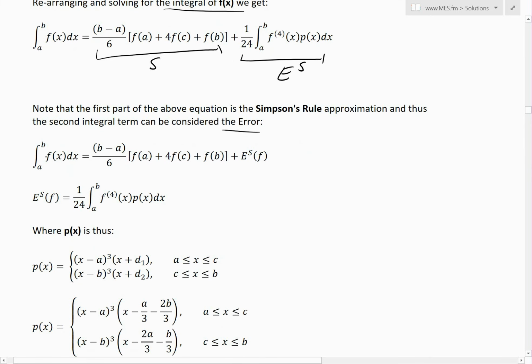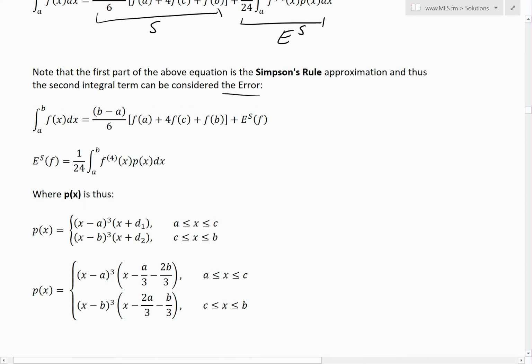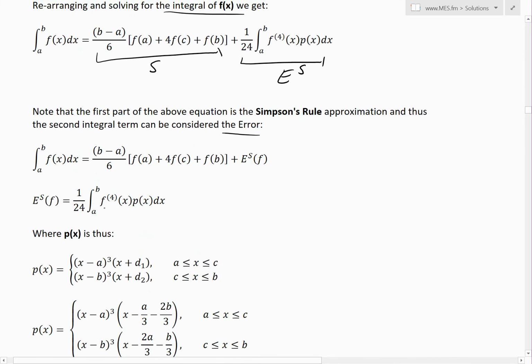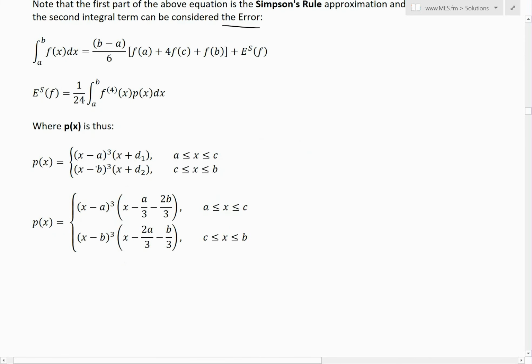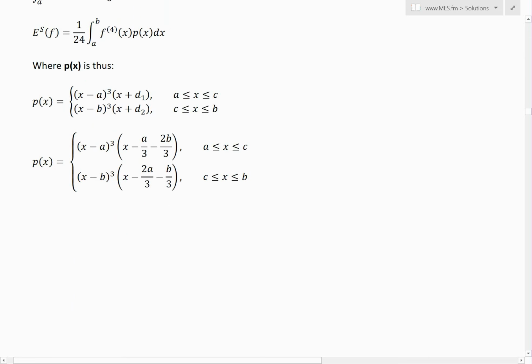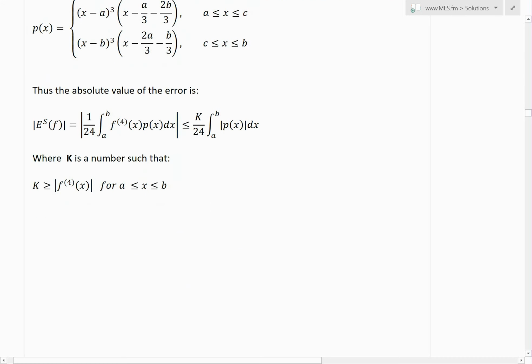Thus we have the integral from a to b of f of x dx equals (b minus a) divided by 6 times f of a plus 4 f of c plus f of b, and then plus E of S, the Simpson's rule error, where E of S is just this integral of the fourth derivative times p of x, where p of x is equal to this function that we defined, where the d1, d2 coefficients are this accordingly, which we derived. So the absolute value of the error is less than or equal to K over 24 integral from a to b.